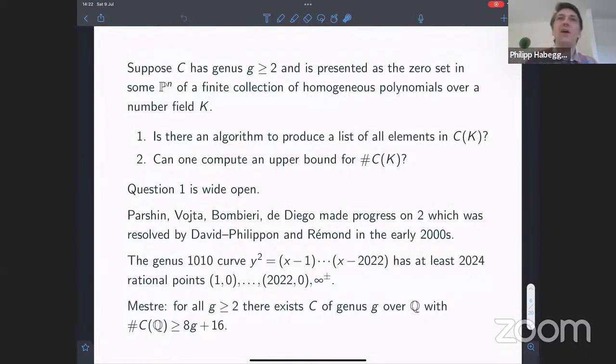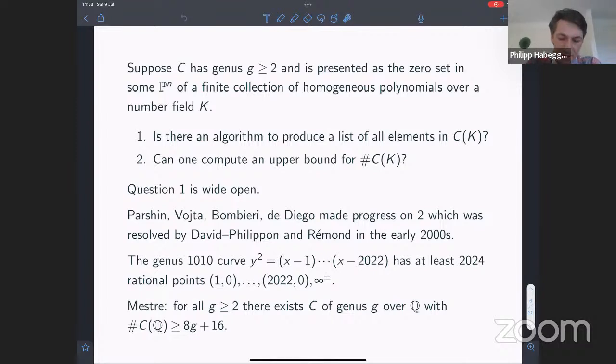Okay, so let's suppose we have a genus g curve, g at least 2, and the curve is presented as a zero set of some collection of polynomials in some projective space, and the coefficients are in the number field K. For example, you can also just take K equals Q here if you'd like. So 2 fundamental questions that we could ask: is there an algorithm to produce all finitely many points, the projective coordinates of all finitely many points? This is a wide open question. We don't know of any algorithm that can do this in general.